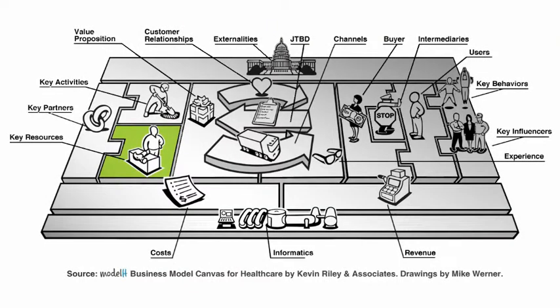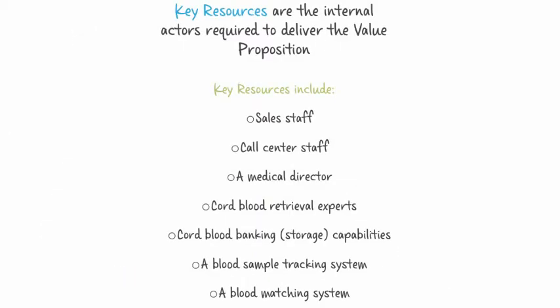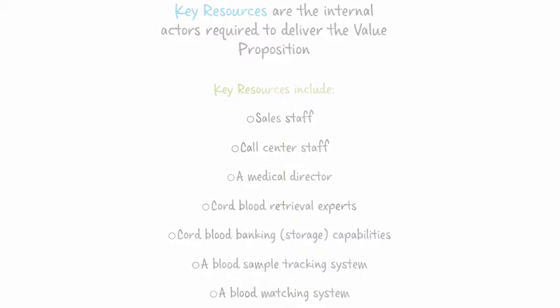Key resources are the internal actors required to deliver the value proposition. In this model, the key resources include sales staff, call center staff, medical directors, cord blood retrieval experts, cord blood storage facilities, and the blood tracking and matching systems needed to store, maintain, and retrieve cord blood.